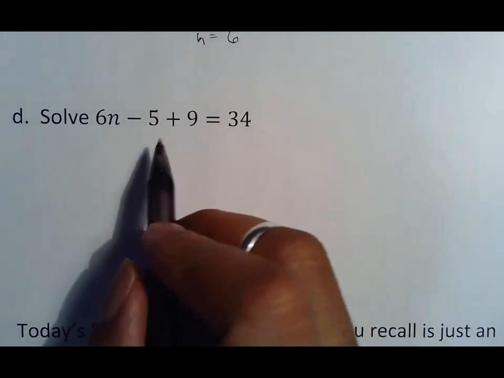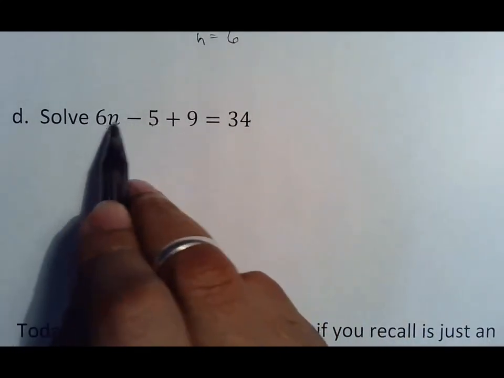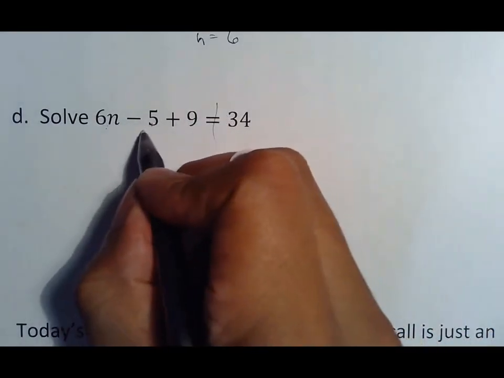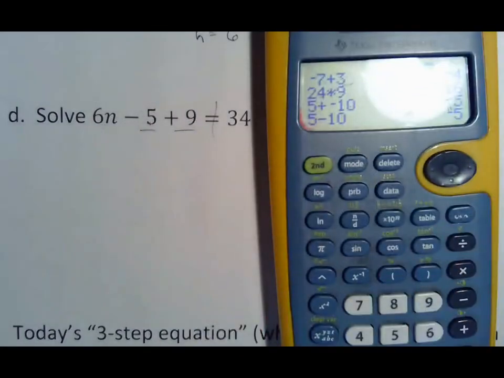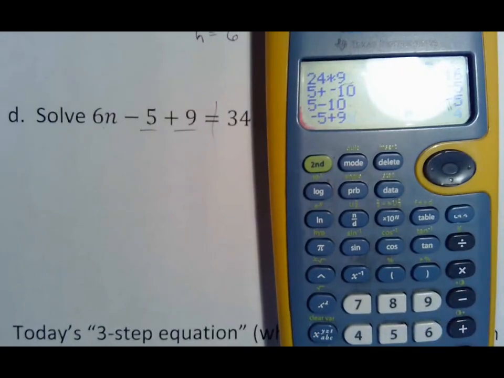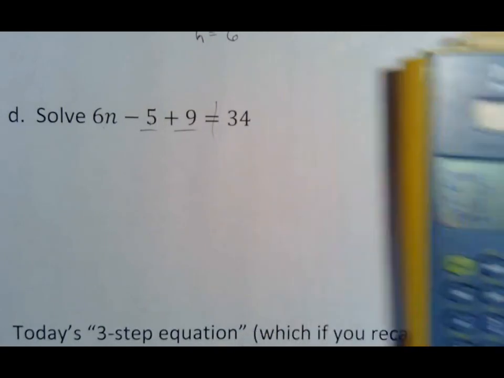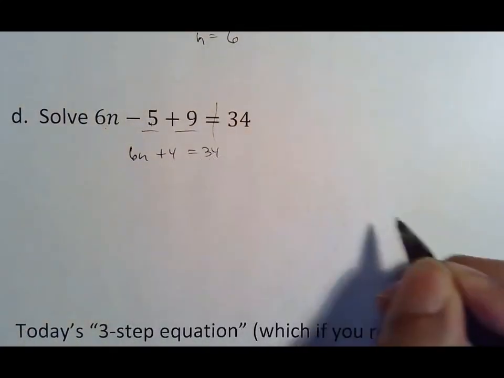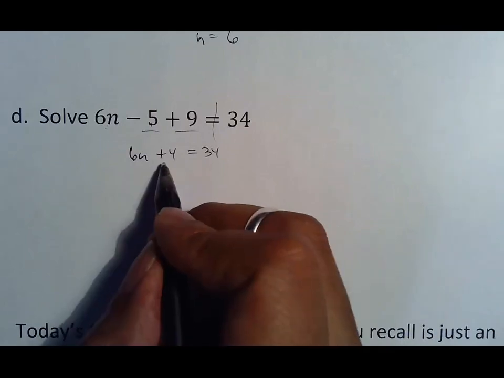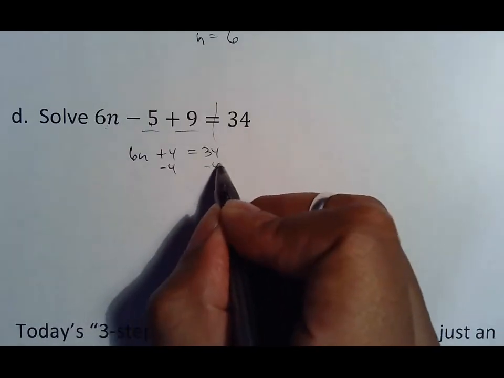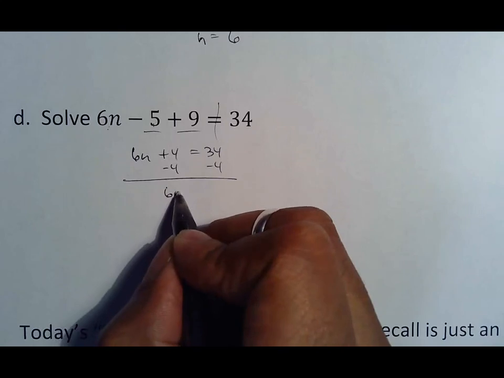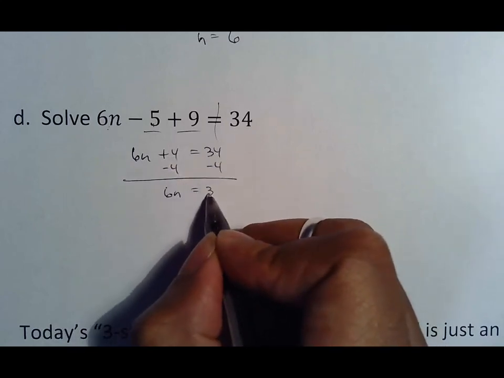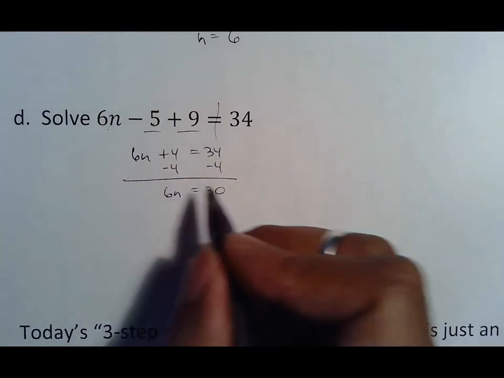6n minus 5 plus 9 equals 34. Again, notice you have 3 things on one side of the equal sign, which means these two things have to go together. So you type negative 5 plus 9, which is 4. That's a positive 4. So therefore, what we will do is put 6n plus 4, because again, it was a regular 4 in the calculator, equals 34. From there, to move a positive 4, we will subtract 4 from both sides. 6n comes down, that goes away. 34 minus 4 is 30. How do I move the 6?